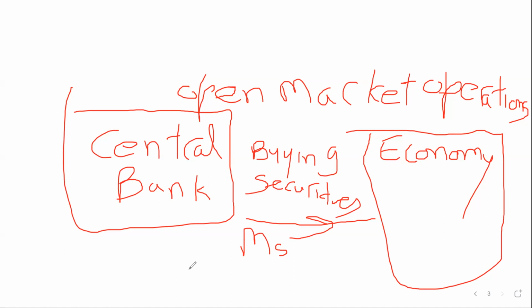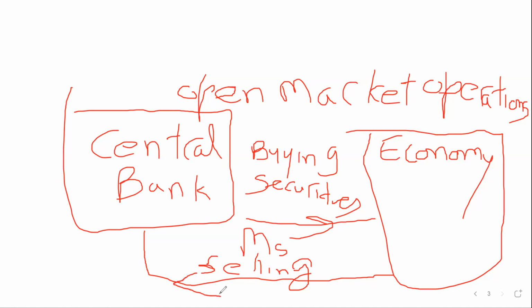On the contrary, if the money supply has to be controlled, cut short, or contractionary, let's use the word, then the central bank would start selling the securities to all the economic players, like companies, individuals. And when the central bank is selling something and people are buying, then people have to pay. So then the money will flow away from the people and go towards the central bank.